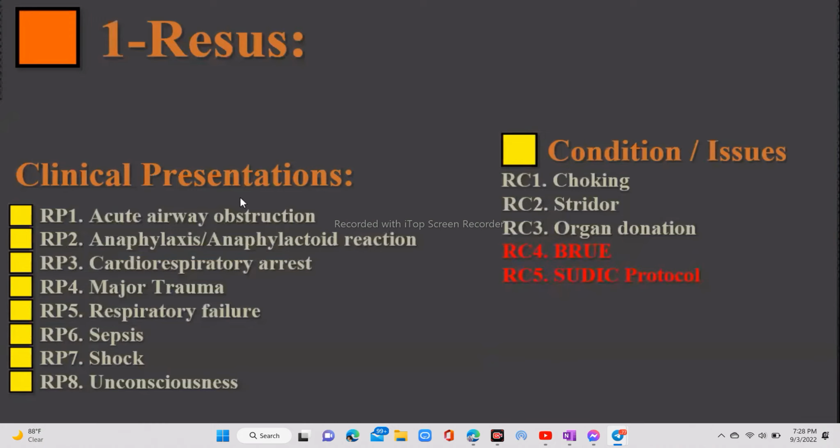So today we'll talk about resuscitation, clinical presentation and condition issues. We will discuss acute airway obstruction. But today I will talk about airway, breathing, circulation, disability, and exposure as well. Anaphylaxis, anaphylactoid reaction, cardiorespiratory arrest, major trauma, respiratory failure, sepsis, shock, unconsciousness. So here they can give you any scenario with airway obstruction.